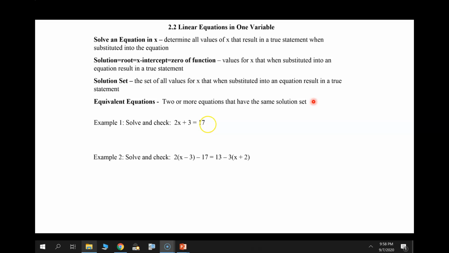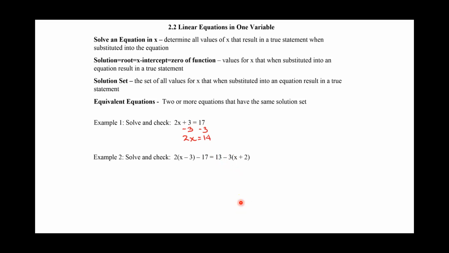So let's look at this first example. If we're going to solve to get x by itself, we need to get rid of multiplying by 2 and we need to get rid of adding 3. So we're going to use the inverses to undo that. The inverse of adding 3 would be subtracting 3. And the inverse of multiplying by 2 would be dividing by 2. So we're going to subtract 3 from both sides, and that leaves us with 2x equals 14. Divide both sides by 2, and that'll leave us with x is equal to 7.